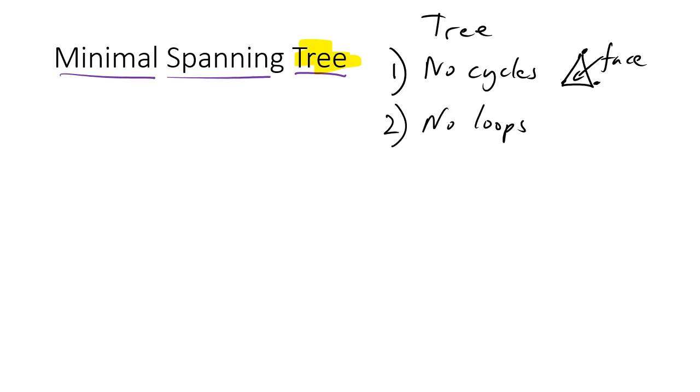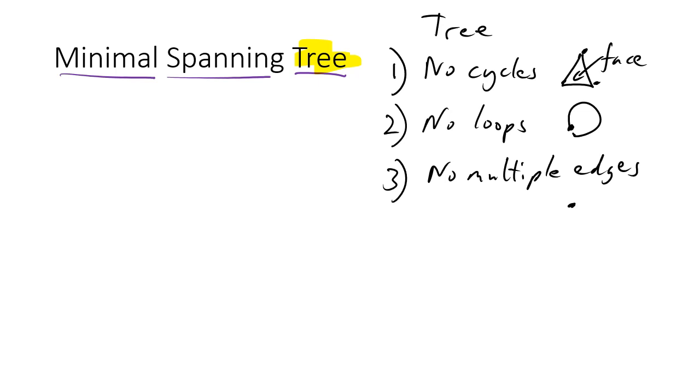A loop is when you have a vertex and it just goes around to itself, and you can have no multiple edges. So that means you've got a vertex and a vertex, and they're connected by two lines. So all of those things are not allowed. So if we've got a bunch of vertices, 1, 2, 3, 4, 5, 6, like this, a tree connects things up.